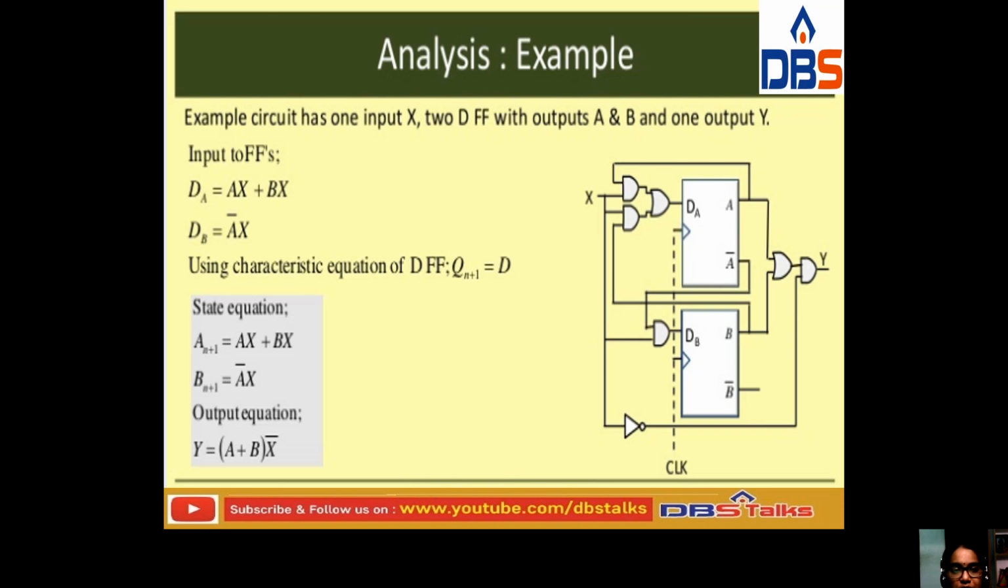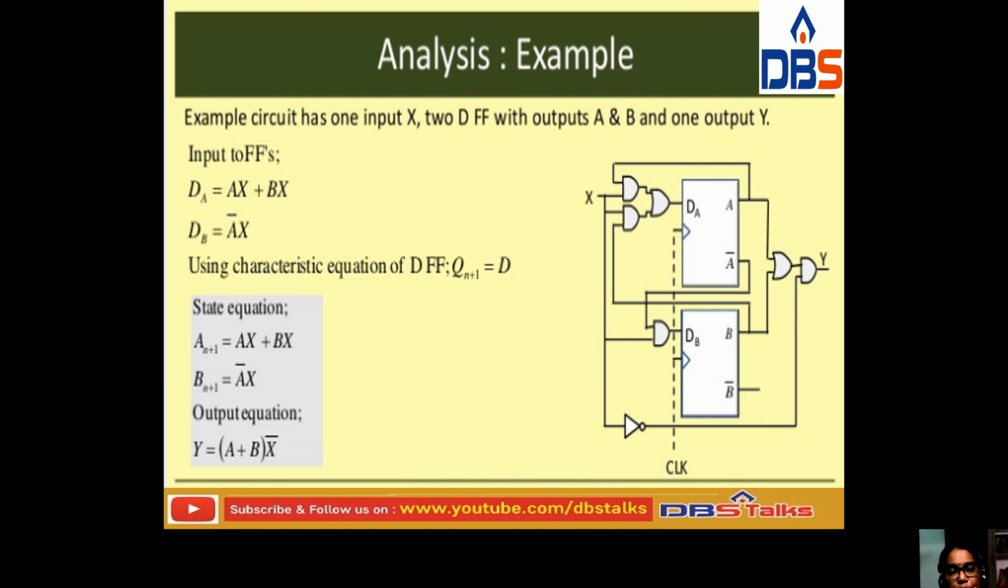If you have observed this example, this is the circuit that we are going to take. Here we are giving the input as x, with two flip-flops. Here we have two flip-flops, and from this we are getting one output A and another output B, and by this we are getting the single output y. Okay.